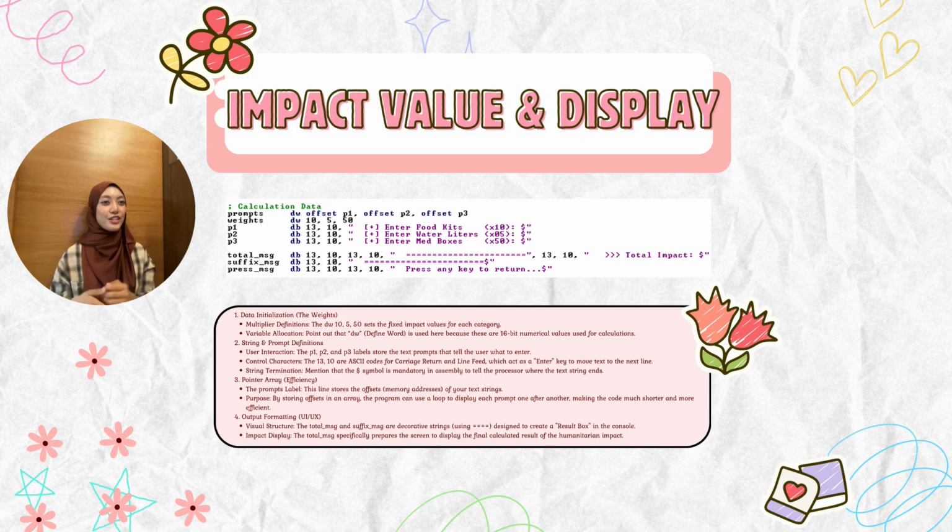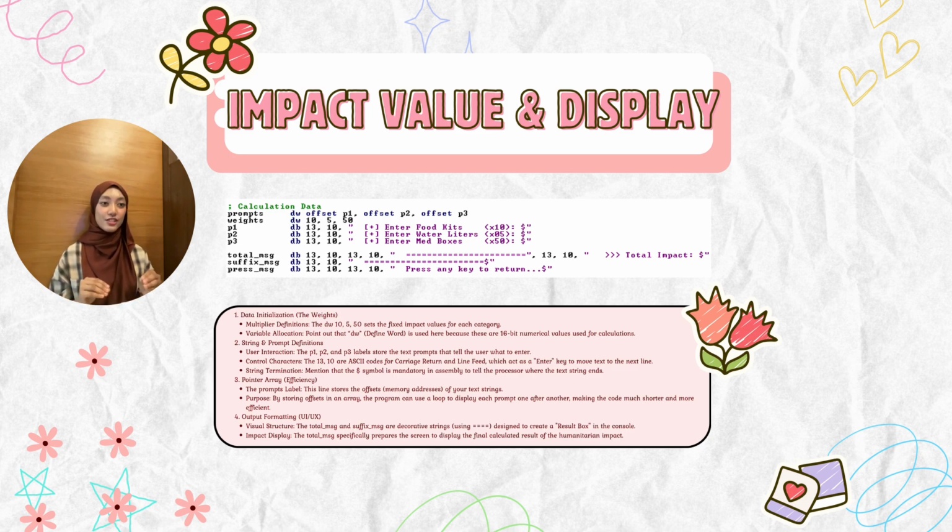The presentation now moves to the impact value and display section, which focuses on the core data structure and user interface elements of the program. Data initialization, the weight. The calculation logic begins with the weight level. Using the DW, define word, directive, fixed impact values are set to 10, 5, and 50 for each category. These are 16-bit numerical values, providing the necessary precision for the humanitarian impact calculation.